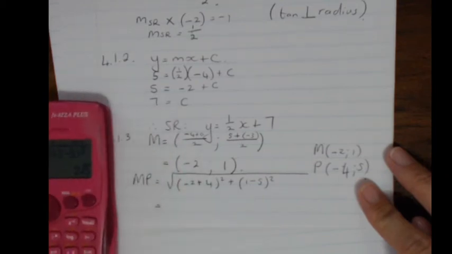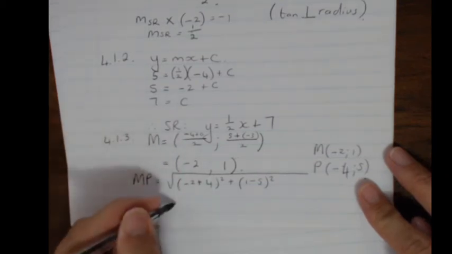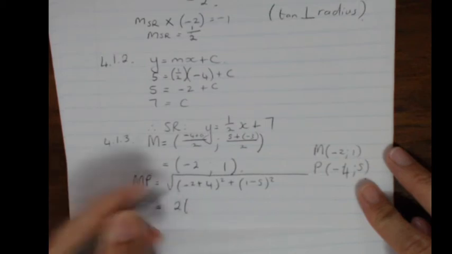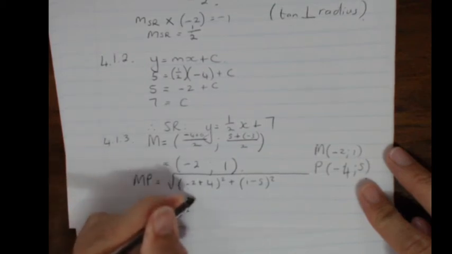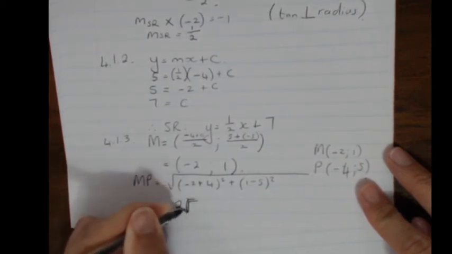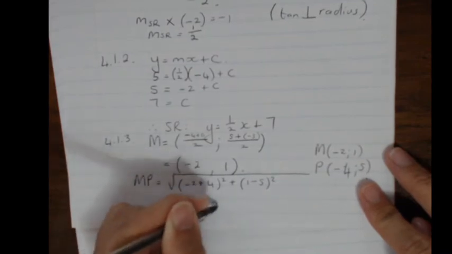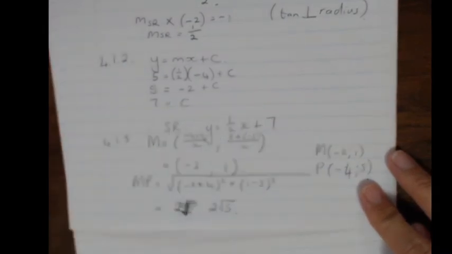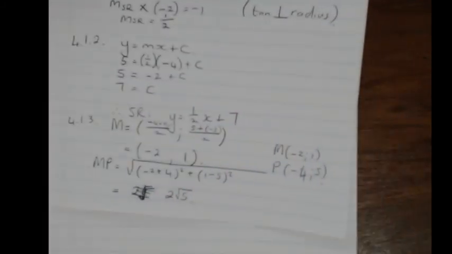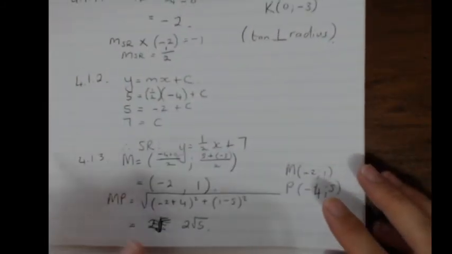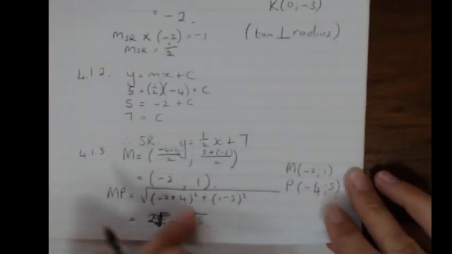2 root 5, which I'm just going to leave in root form, since I'm not going to make this a decimal, because I still need to put this in a formula where I have r squared. This is the radius, and if I square this, the square is going to be 1.